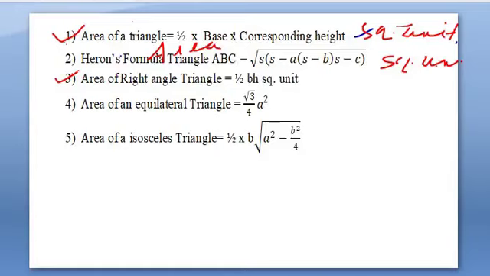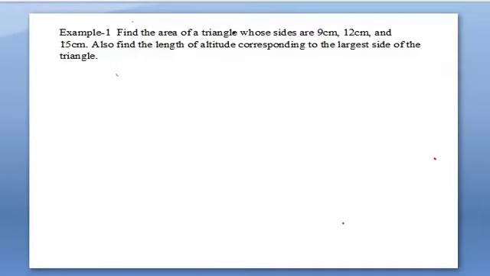Children, now we will do your Example 1. Go through Example 1. Find the area of a triangle whose sides are 9 cm, 12 cm and 15 cm. Also find the length of the altitude corresponding to the largest side of the triangle. First draw the figure, then only you can understand that clearly.